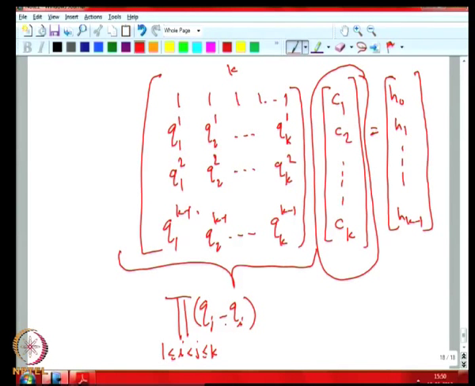Note that here we are assuming that all roots are distinct. So that means qi is never equal to qj, so this qj minus qi is never 0. So this will evaluate to non-zero. So this determinant is non-zero, right.